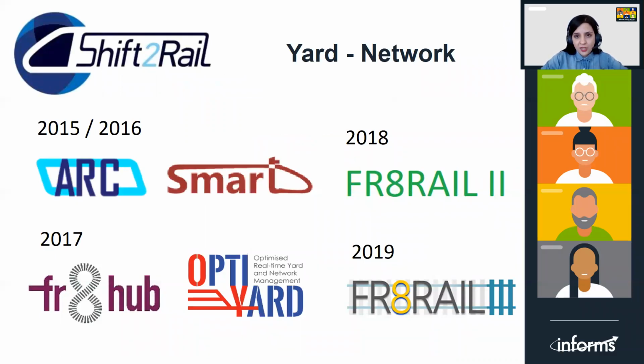Therefore, as a part of the Shift to Rail project, some of the projects have been dedicated to the interaction between the yard and network. The aim of these projects has been to analyze, study, model, and optimize the performance of the yards in a railway network. These projects are ARC, Smart, Freight Hub, OptiYard, Freight Rail 2, and Freight Rail 3. The results that I'm presenting today are a part of the Freight Hub project. And what I'm going to do for the next steps of my PhD will be a part of the Freight Rail 3 project.